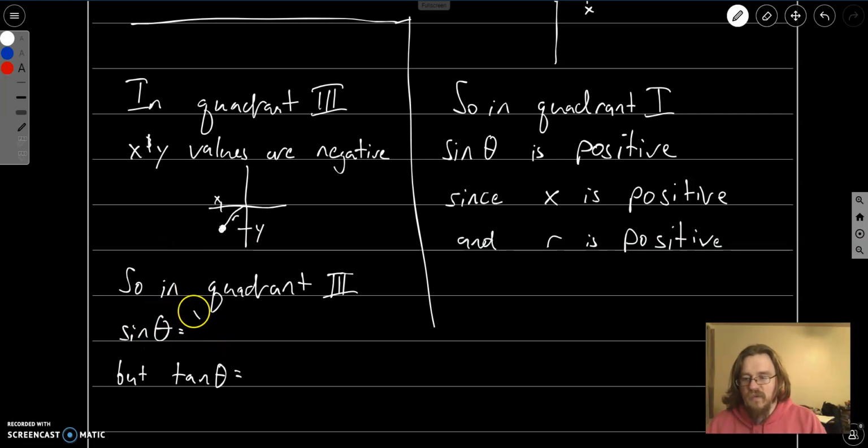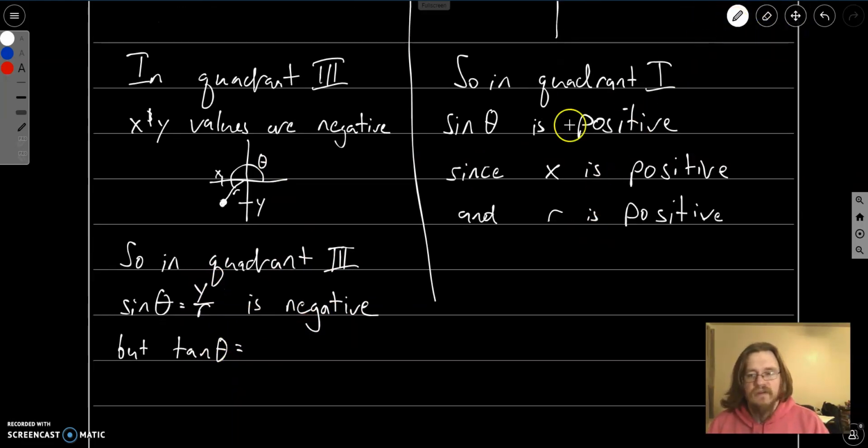So sine, which is y divided by r: y is negative, r is positive, so this is going to be negative. So the sine of an angle that stretches into the third quadrant is going to be negative, because we take a negative number divided by a positive number. But the tangent, for instance, down here, the x value is negative and the y value is negative. So when we write the tangent as y divided by x, y is negative and x is negative. A negative divided by a negative is a positive.